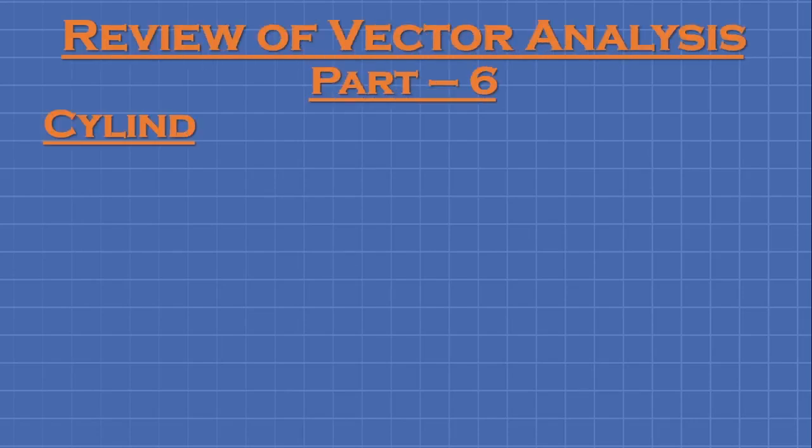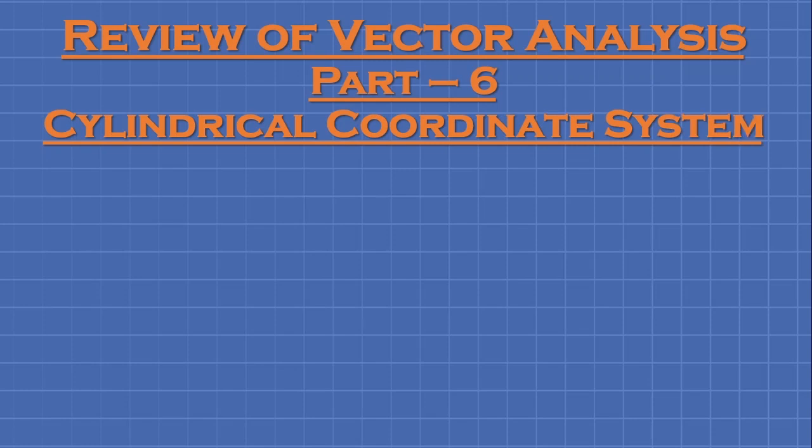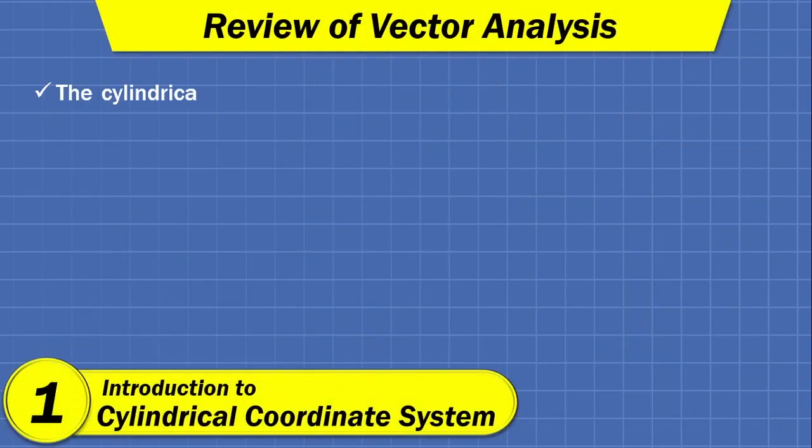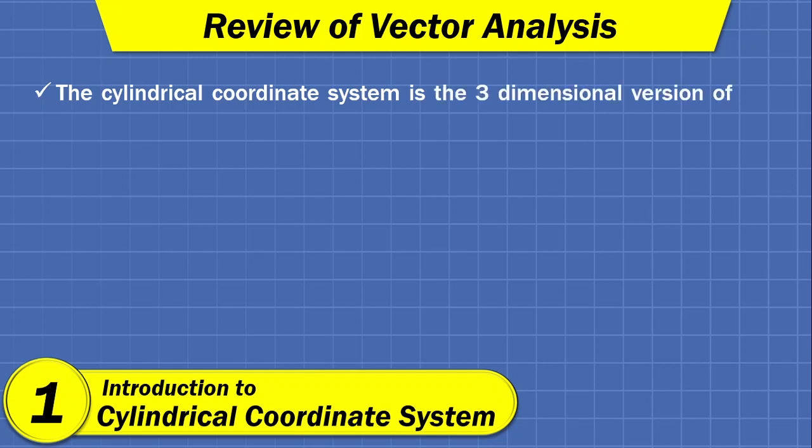In the last video we have discussed the Cartesian coordinate system. Press the I button to know more about the Cartesian coordinate system. Today we are going to learn about the cylindrical coordinate system. So let us begin. The cylindrical coordinate system is the three-dimensional version of the polar coordinate system.